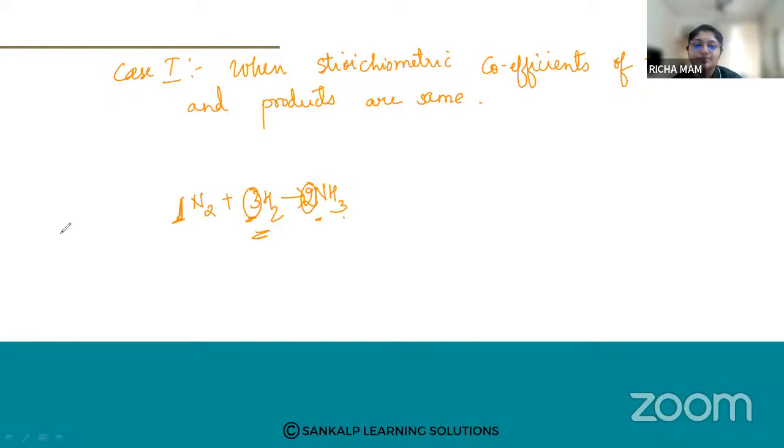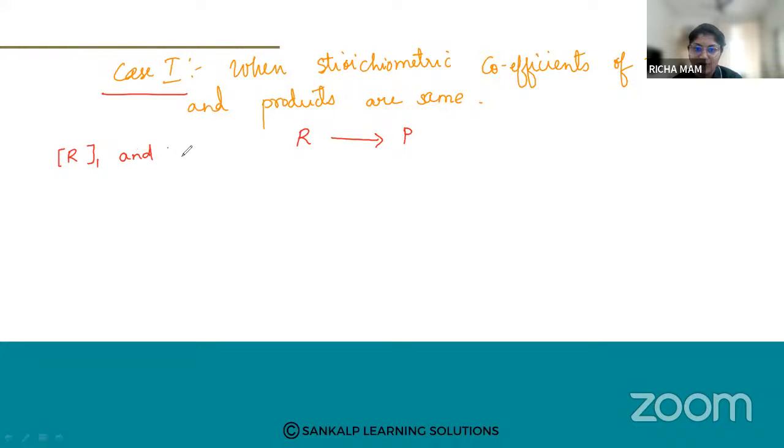Suppose the stoichiometric coefficients of the reactant and product are the same. So consider the reaction, reactant giving you product. And R and P, they represent the molar concentration.